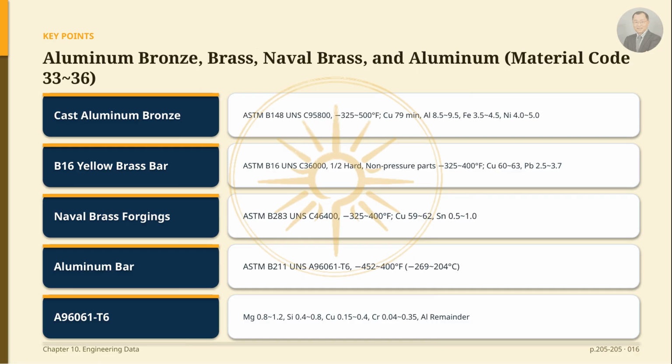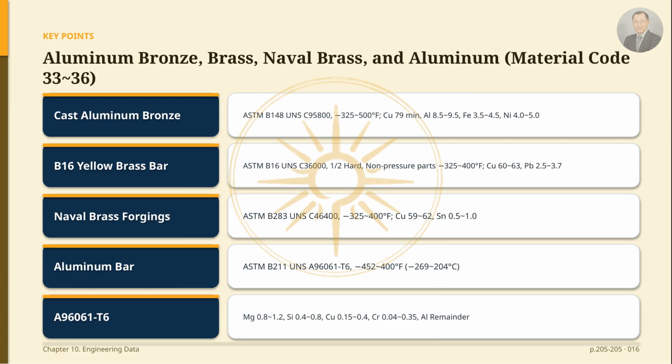Material code 33, cast aluminum bronze, is ASTM B148 grade C95800, ranging from -325 to 500 degrees Fahrenheit, with 79% min copper, 8.5 to 9.5% aluminum, 3.5 to 4.5% iron, and 4.0 to 5.0% nickel, containing more nickel than the previous C95400.